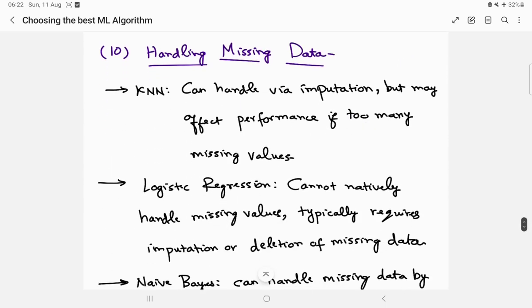Let's talk about the next point, that is handling of the missing data. So handling missing data refers to an algorithm's ability to deal with datasets that have missing values without compromising on the performance.